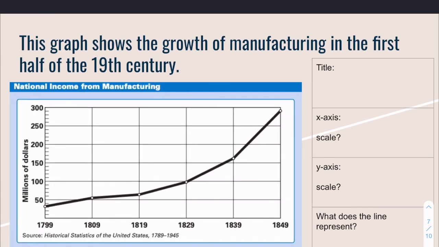So the first thing that I want you to find is the title. And again, we've practiced this with Graph of the Week, so you can probably find the title. The title is usually located above the graph in a bigger font. So it is going to be National Income from Manufacturing.